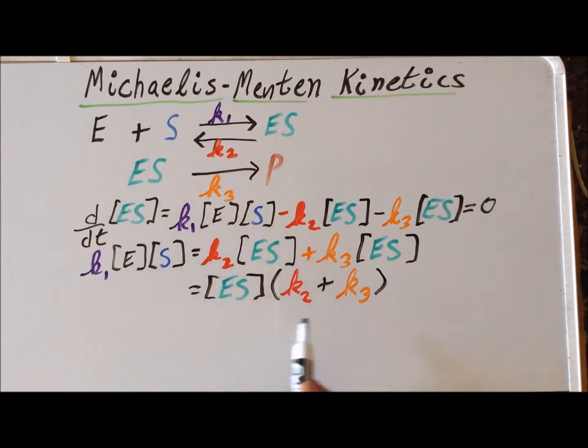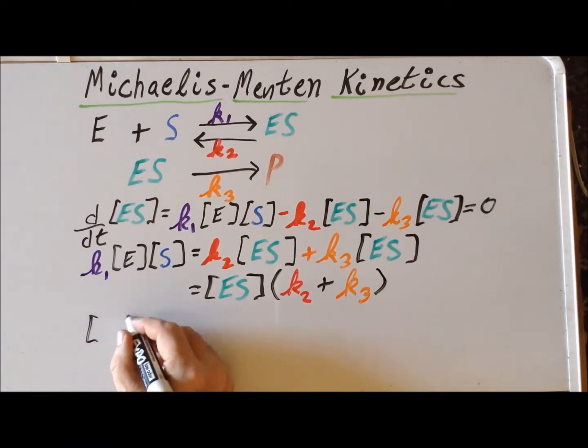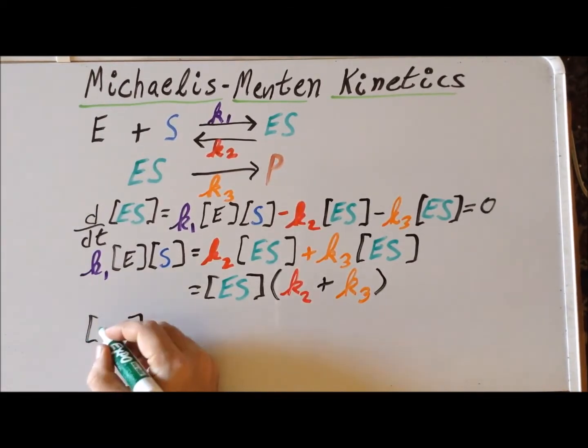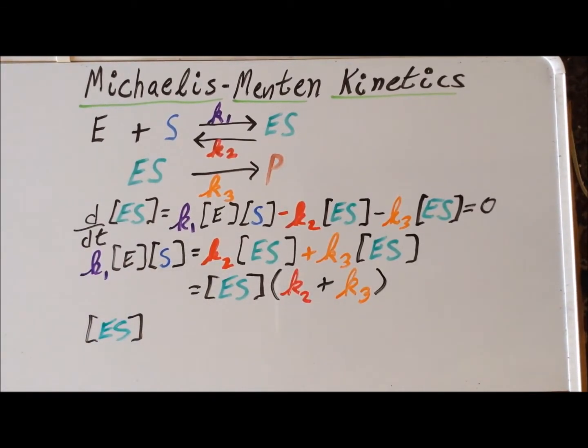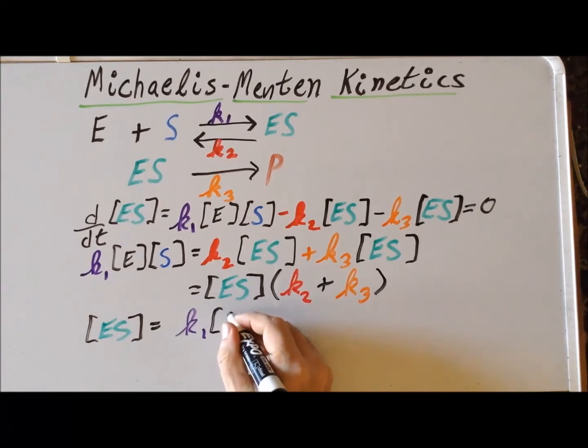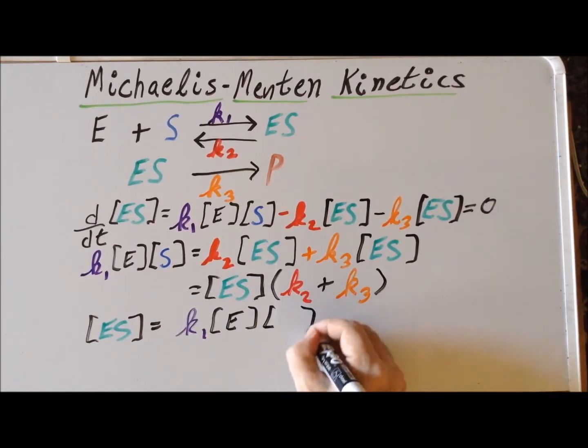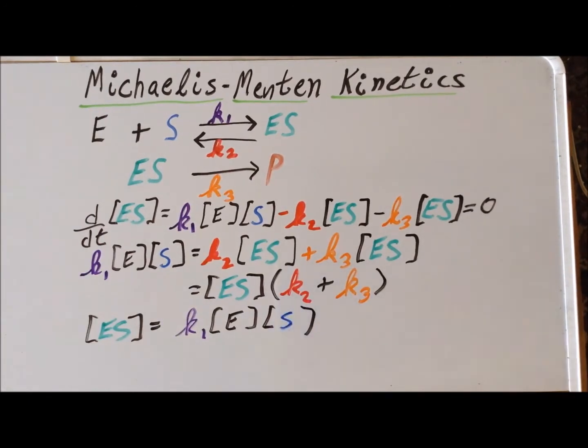Now if we divide each side of our relationship by K2 plus K3, and just shift everything to the left-hand side, we get that the concentration of the enzyme-substrate complex is going to be equal to the rate constant K1 times the concentration of the enzyme times the concentration of the substrate, and it's divided by the rate constants K2 plus the rate constant K3.